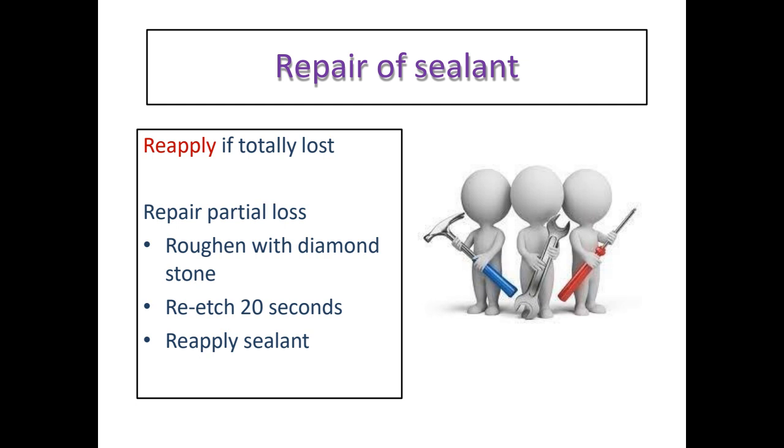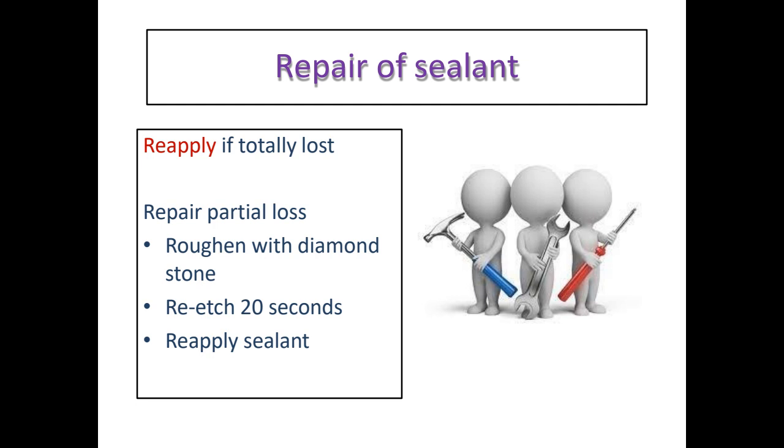Okay, if there is a partial loss of the sealant, meaning a part of the sealant is lost, what do we need to do? We need to roughen the remaining area with a diamond stone, re-etch for 20 seconds, and reapply the sealant. We can do this if there is a partial loss, where a part of the sealant has been lost.